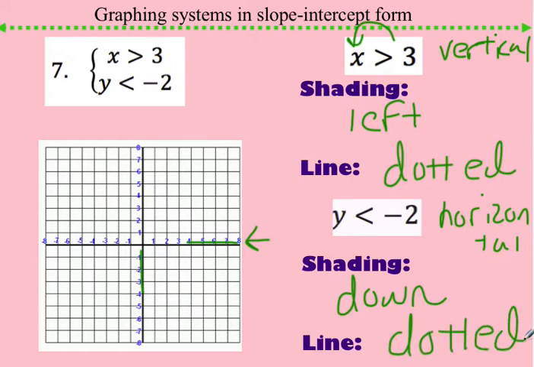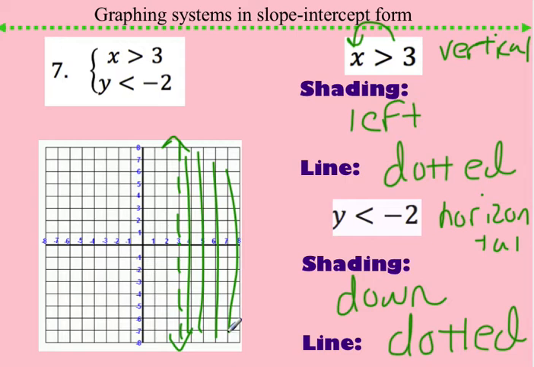So let's go ahead and graph those two lines. First is the x, the vertical one. So I find where x is equal to 3 on the x-axis. Then I'm going to draw a vertical line through that point that's dashed. And remember, I want to shade it to the left because that's where x is getting bigger.